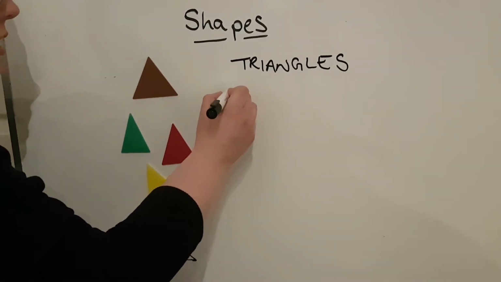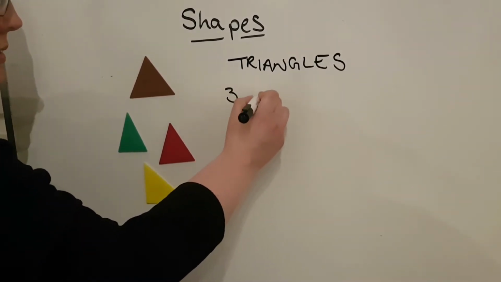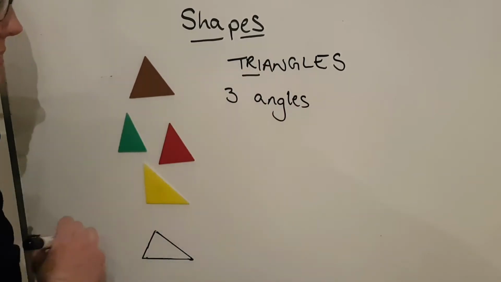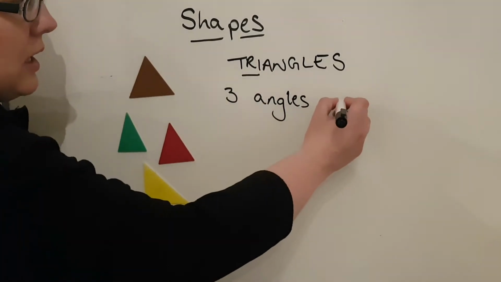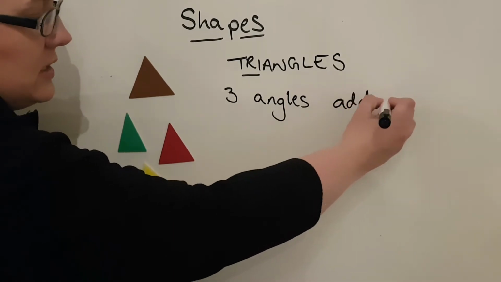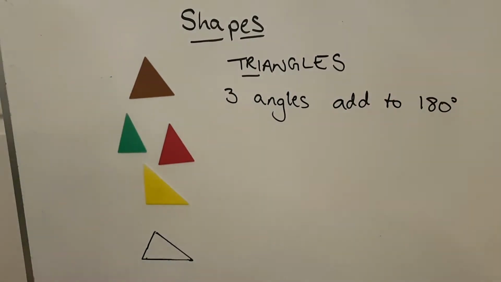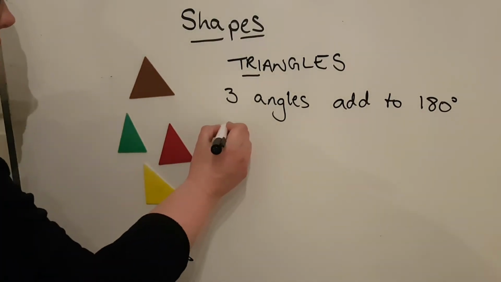The ones that they share are they've got 3 angles. That's why it's called a triangle. That means 3 angles. And they add to 180 degrees for every single triangle. If you add all the angles up, you get 180 degrees. They've also got 3 sides.